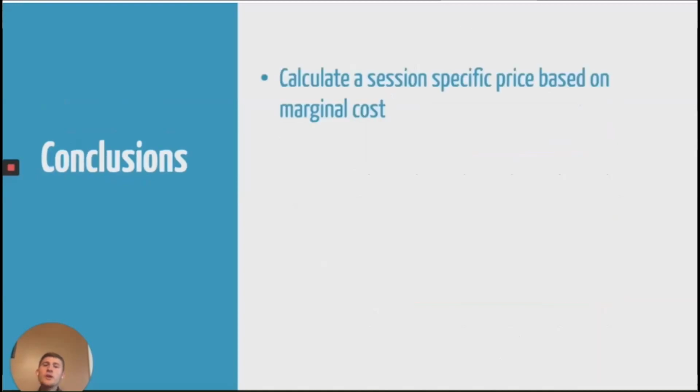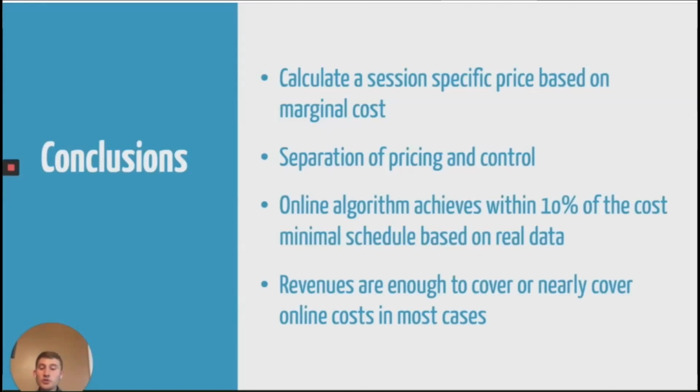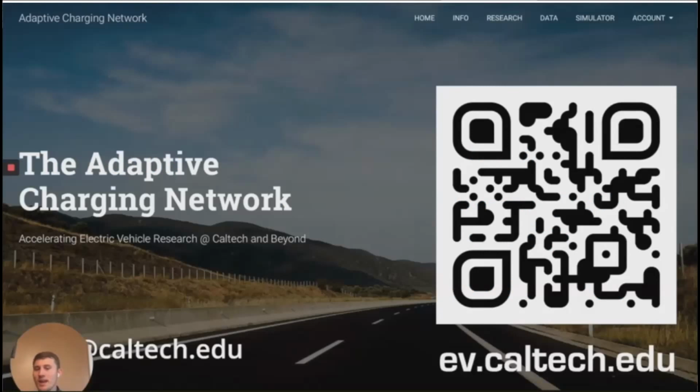So in conclusion, we've been able to calculate a session-specific price that's based on marginal costs to the system. We've presented the concept of separation of pricing and control, which helps us to allow users confidence in the pricing rule, despite what the charging operator might choose to control and schedule their vehicle over time. We've shown that our online scheduling algorithm achieves within 10% of the offline optimal using real data from Caltech and JPL. And we've shown that our revenues are enough to cover or nearly cover the cost, even in the online case. I thank you for your time.